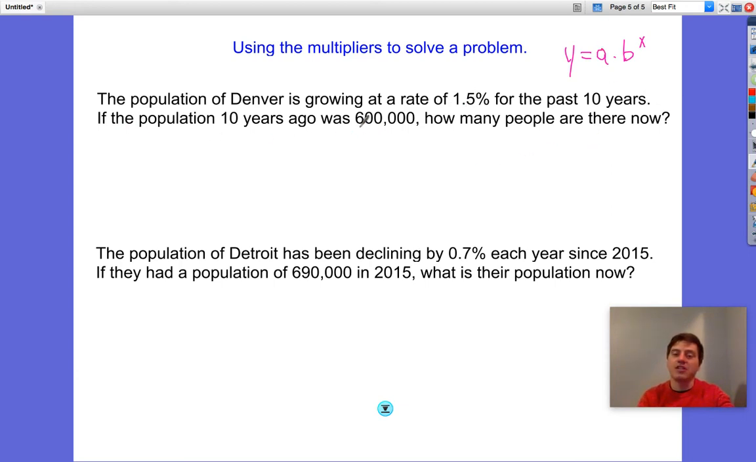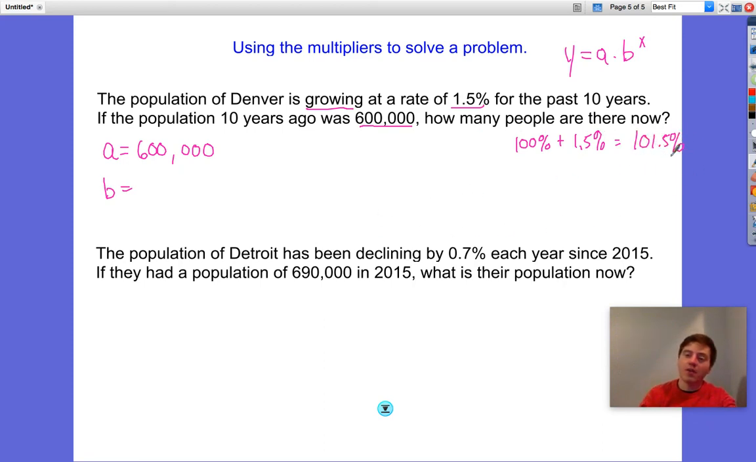Well, in this case, population 10 years ago was 600,000. So that's a pretty clear value for our starting value. Now we just have to find, what is the multiplier? Well, it's growing, right? Its growth rate is 1.5%. So we need 1.5%. So 100% plus 1.5 is 101.5%, which means our multiplier, when we divide that by 100, will be 1.015.